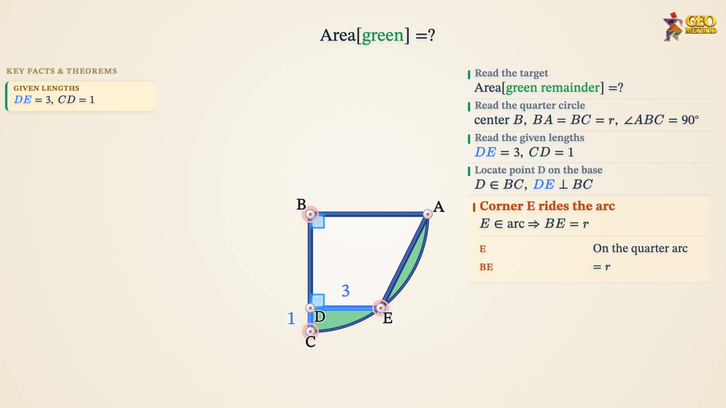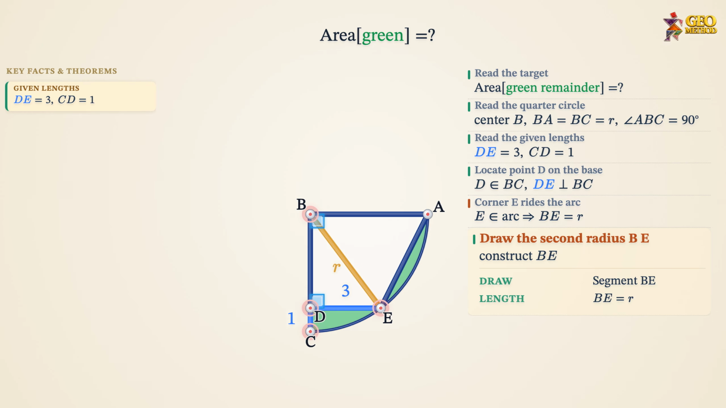Let us make that radius visible. Draw the segment from B out to E. This new gold line is the radius reaching the arc, and it will become the hypotenuse of a right triangle that finally lets us solve for R.